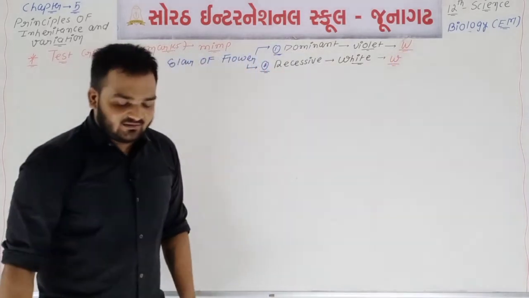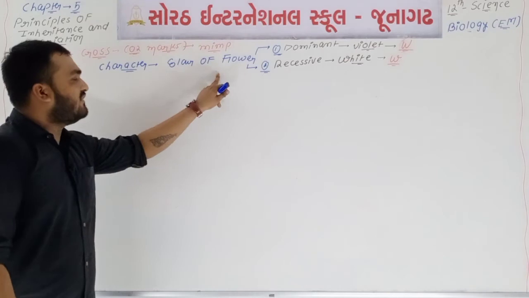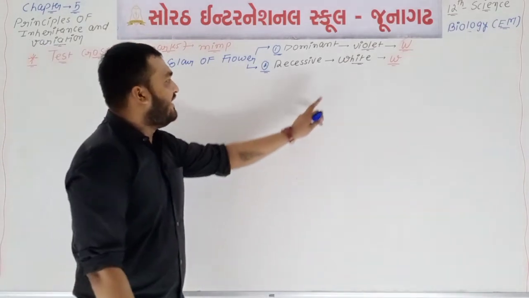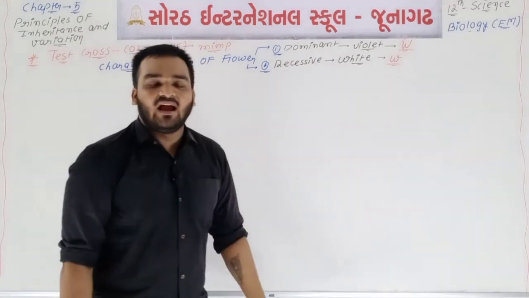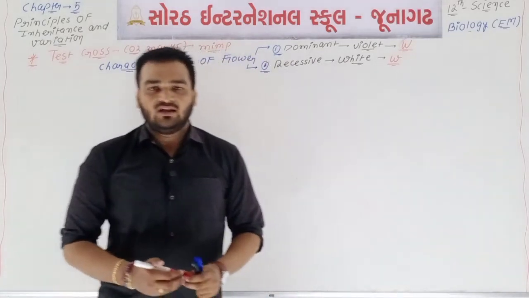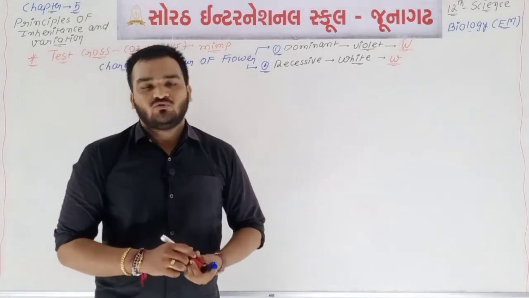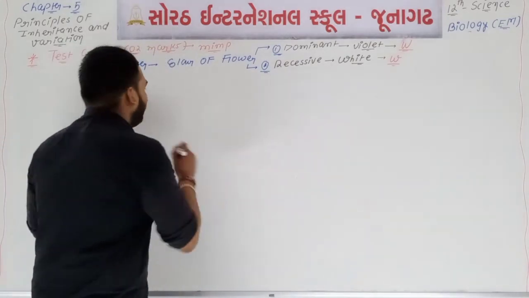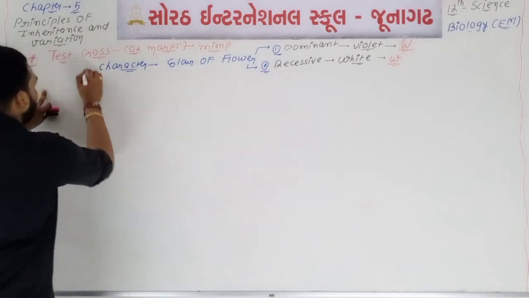So what is character? Character is the color of flower. Violet color is dominant, sign will be capital W, and white color will be the recessive, sign will be the small w. See, we are using test cross. Why is test cross used?